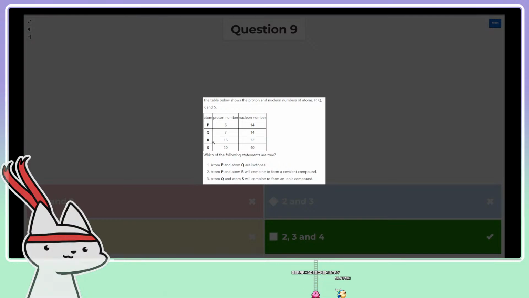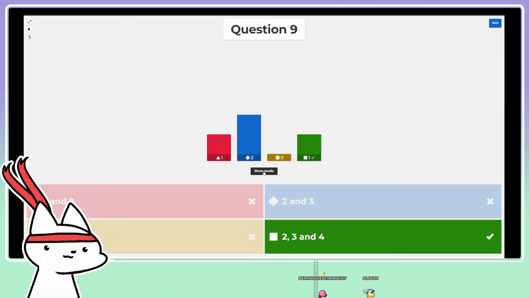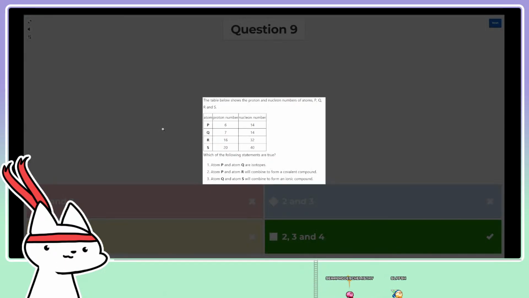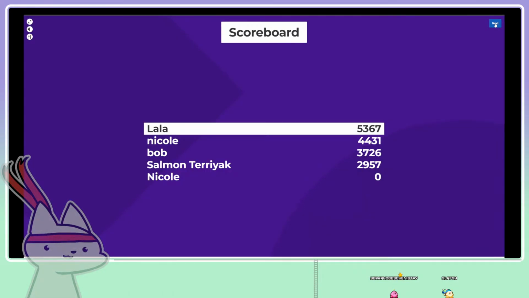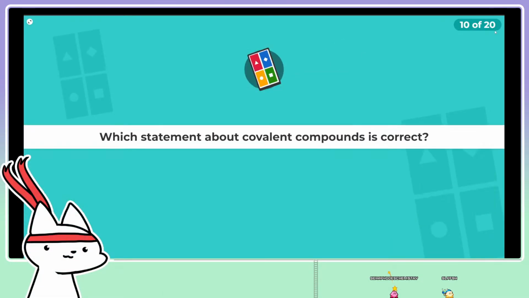Oh no, there are people who pick blue. Yeah, I understand. Blue, technically blue and green both should be correct. Some technical error on this. Okay, we will take note on this. Oh, Bob got it.